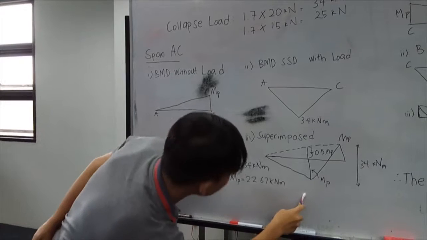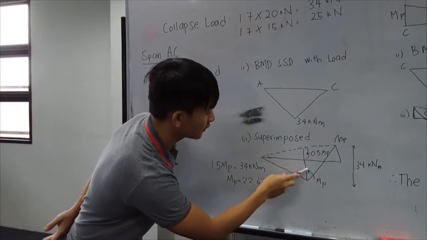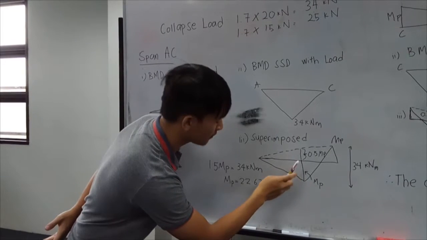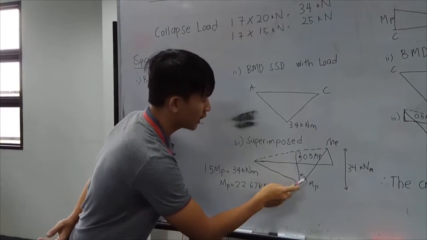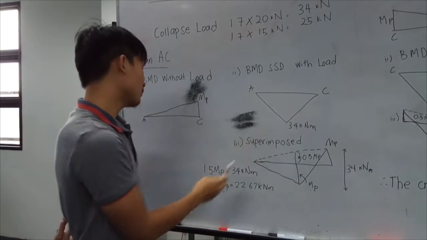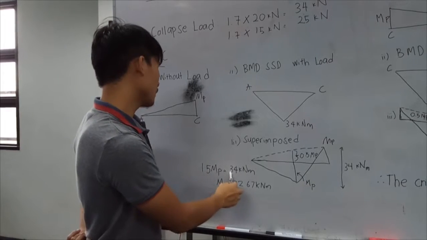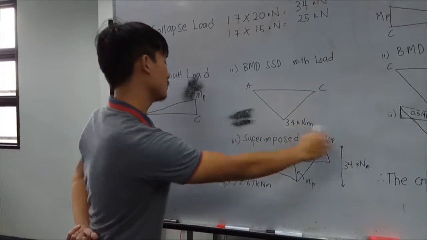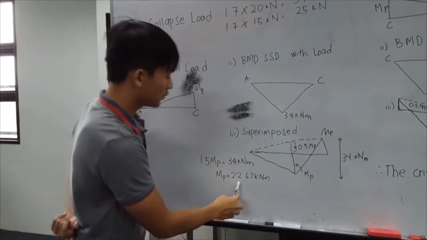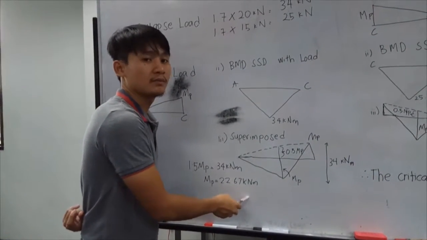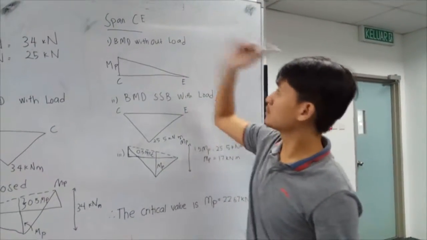So, as you can see here, please note that there's 1 MP plastic moment here and 0.5 plastic moment here. And when we total up, there's 1.5 plastic moment. So we equate it to the moment that we have calculated, and so the plastic moment is 22.67 kilonewton meter. So we move on to the second span, which is span CE.